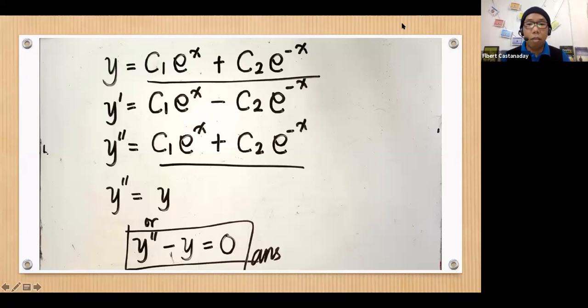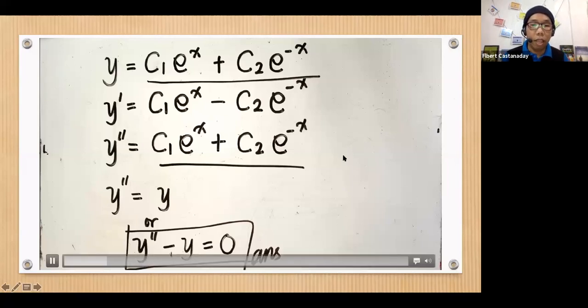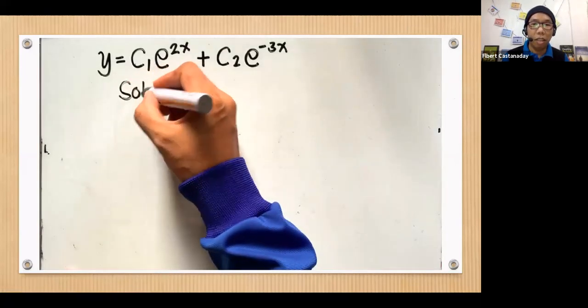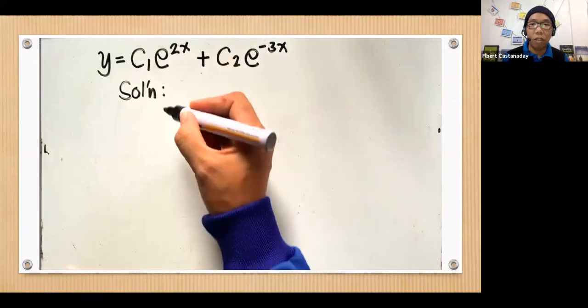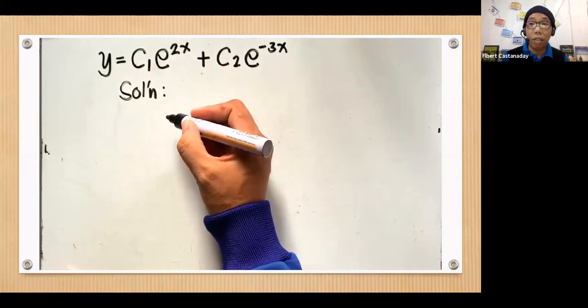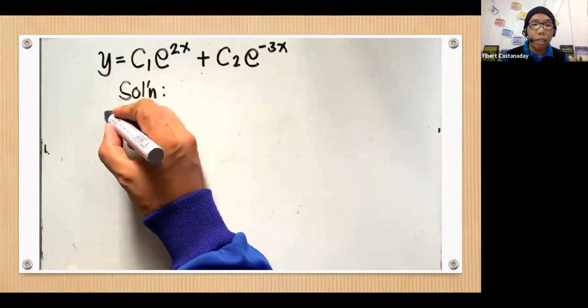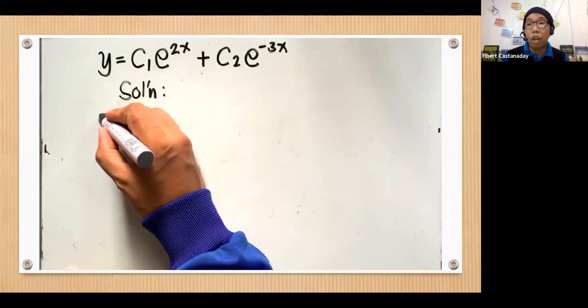Okay, I'm back. Now let's proceed to our next example. Somehow similar, but as you can see, the exponential functions here are e raised to 2x and e raised to negative 3x. Now let's proceed. So there are two arbitrary constants. It means that we are to differentiate this 2 times.